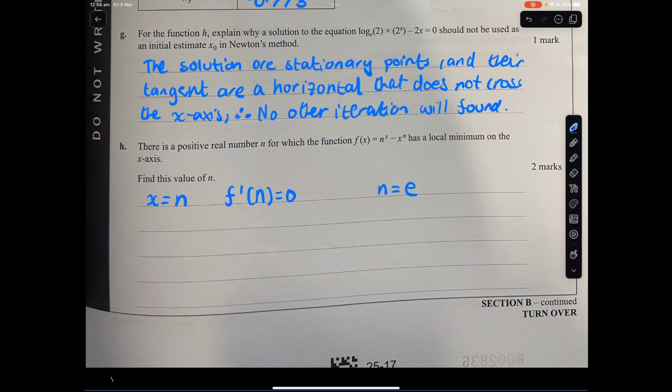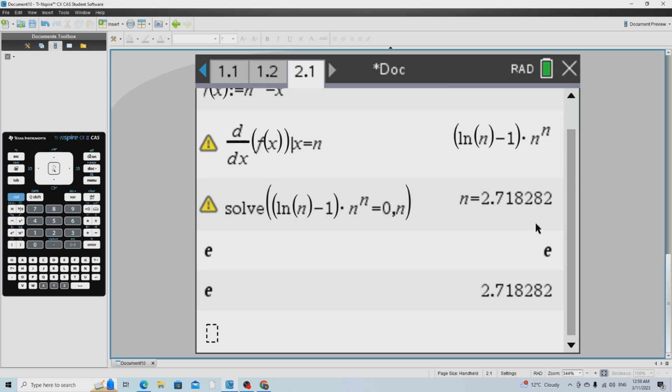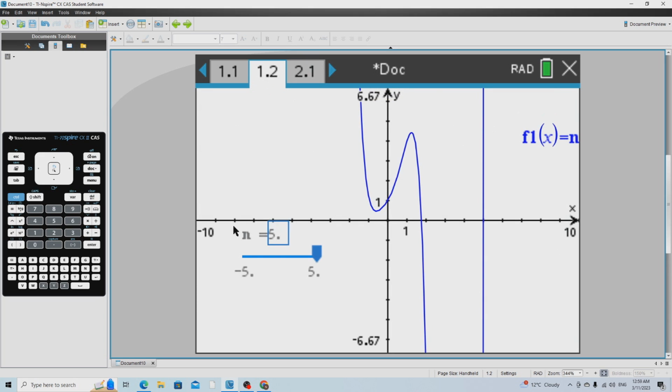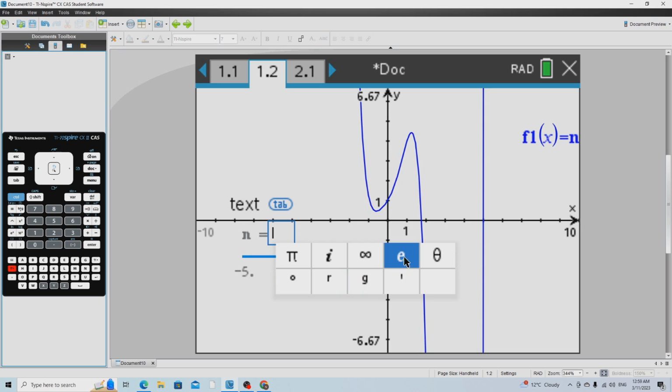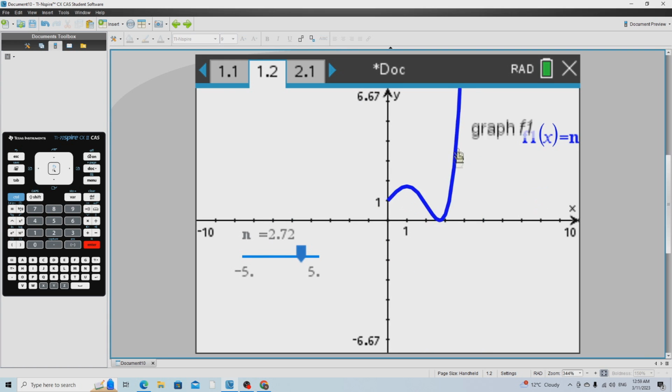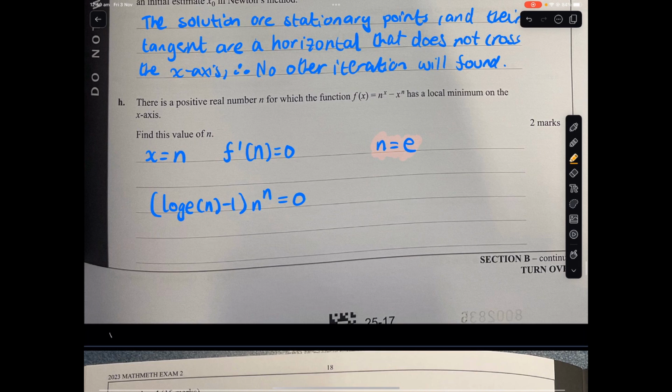So when x equals n, f dash of n equals 0. Should that give me 2 marks? I know the answer, but is that enough? I'm just going to write this: log e of n minus 1, times n to the power of n, should equal 0. That's it. And I want to double check if it's right. If I put e, aha, perfect. Yes, it's a minimum. Let's go to the next question.